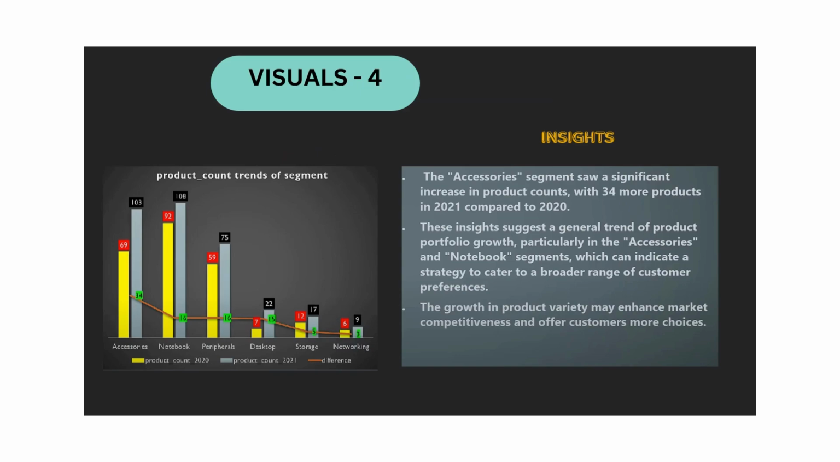And let me explain you through the visualization here. So you can see here the series count and the product count. Product count here is 69 for accessories. And let me explain you. Yeah, so accessory segment saw a significant increase in product count with 34 more products in 2021 compared to 2020.